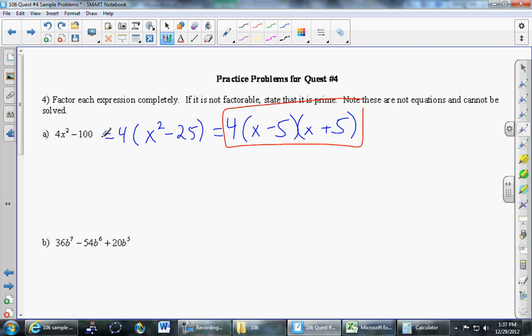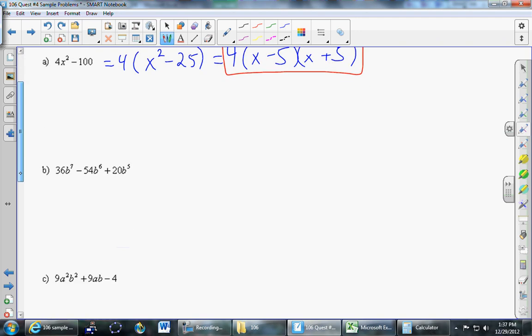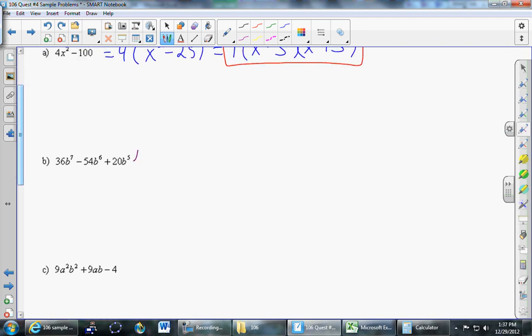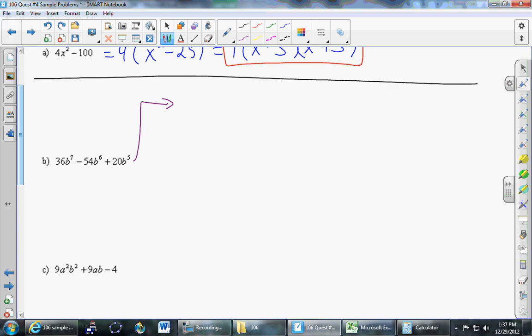Part B, 36b to the 7th minus 54b to the 6th plus 20b to the 5th. All right, this one's going to take some space, so I'm going to start it up here. I'll put a line. Okay, again, first thing to look for is factor out the GCF. So what number goes into 36, 54, and 20? I think 2 is the best we can do. And what's the most b's you can take out? You have b to the 7, b to the 6th, b to the 5th. You're going to take out the smallest amount of b's you see, which is b to the 5th.